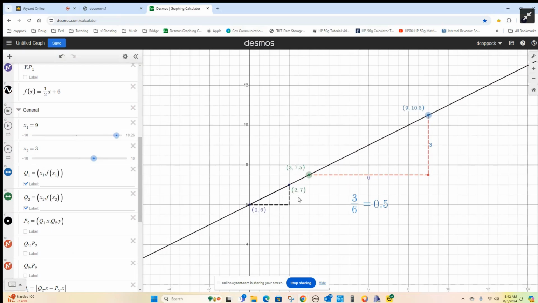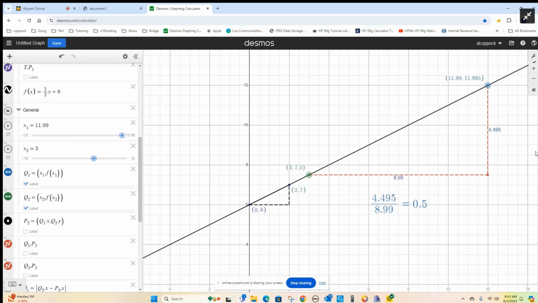Here's 2 points on the line, 3, 7.5, and another point, 9, 10.5. How did I get the y coordinates? I took half of the x and added 6. So half of 3 is 1.5, add 6, 7.5. And you notice that rise is 3, run is 6, 3 over 6 is 0.5 or 1/2.